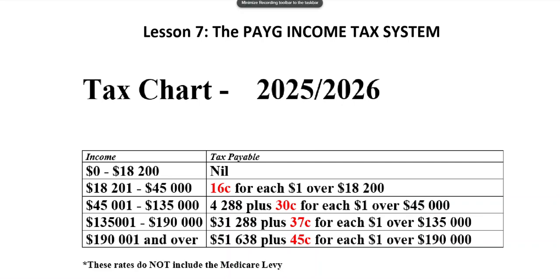Hello, Year 8. Today we are learning about the pay-as-you-go income tax system. So this PAYG stands for pay-as-you-go income tax. This is the tax chart for 2025 and 2026, and this is how tax is calculated based on people's income. Every year, this chart is changed slightly, but the way that you use it remains the same.